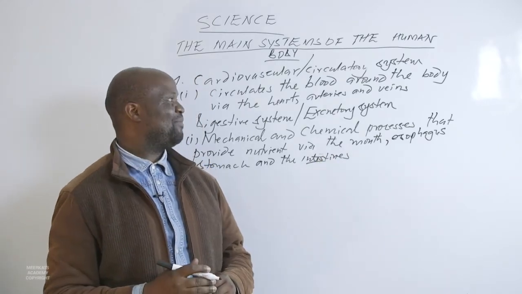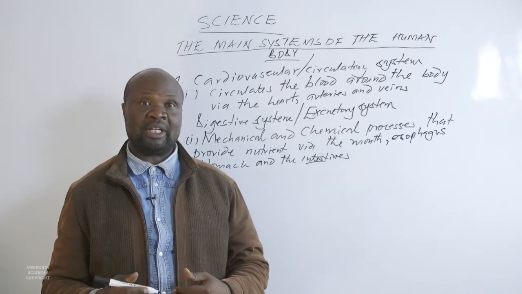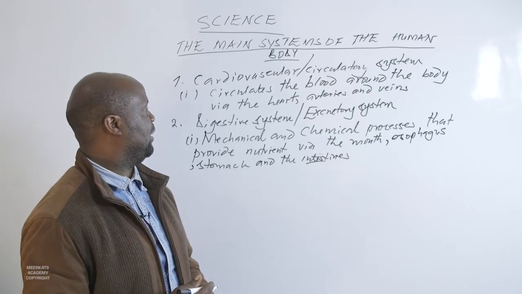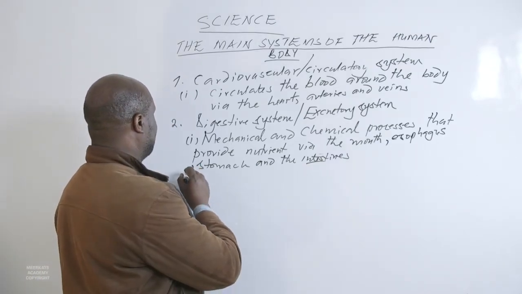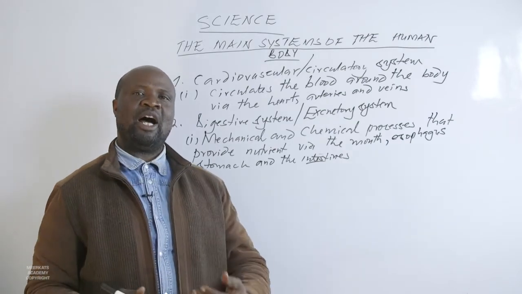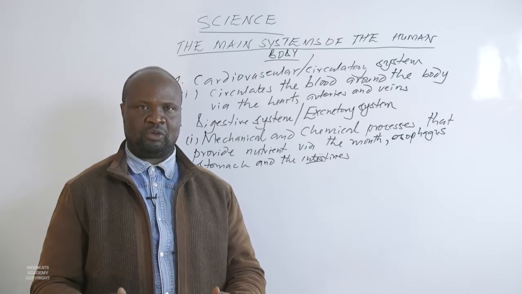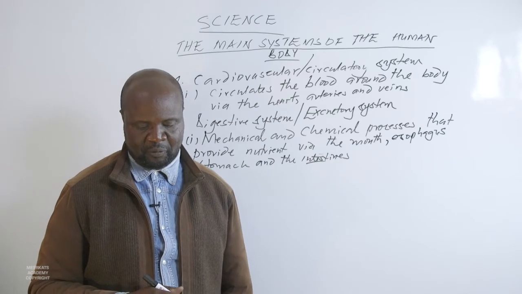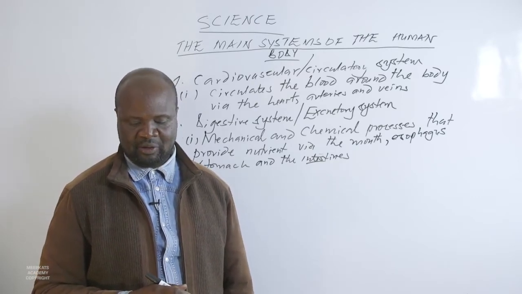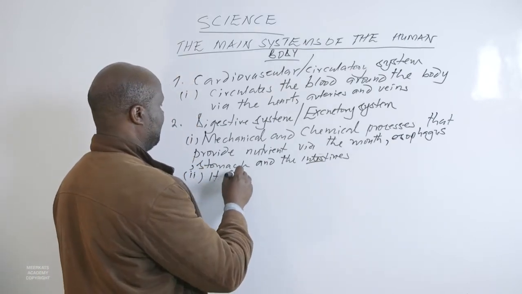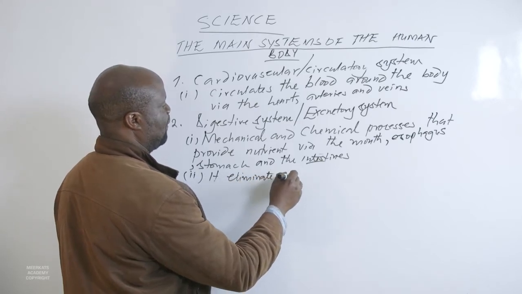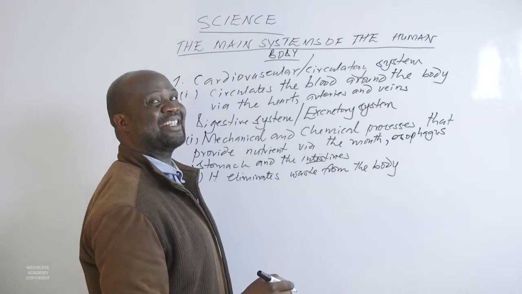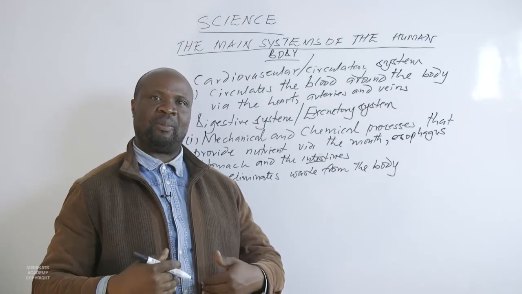So we are saying that the digestive system, or the excretory system, is equipped with a number of things, and there are processes that go along with it. It has another role: after nutrients have been absorbed from the food you digested, the remaining waste product has to be removed. Therefore, another function is that it eliminates waste from the body. That's why we call it the excretory system, meaning waste products within the body are removed.